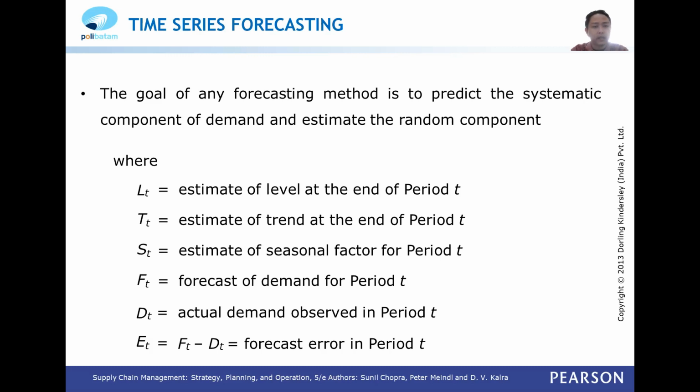LT is the estimate of level at the end of period T. TT is the estimate of trend at the end of period T. ST is the estimate of seasonality for period T. FT is the forecast of demand for period T. DT is the actual demand in period T. And ET is the forecast error in period T, where ET equals FT minus DT.